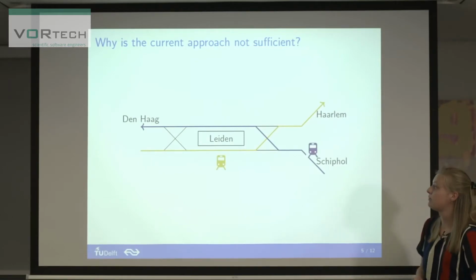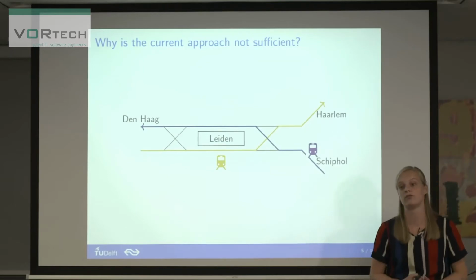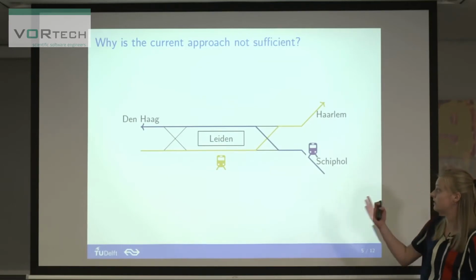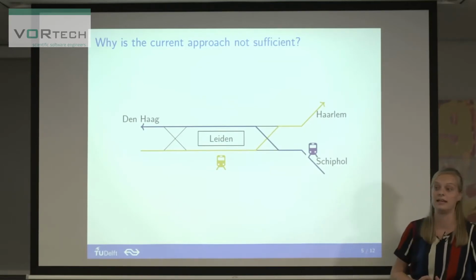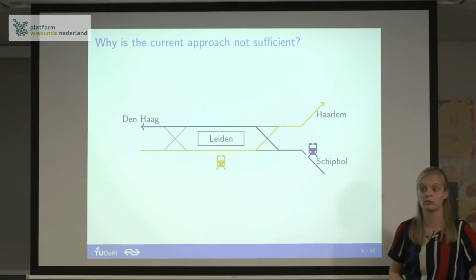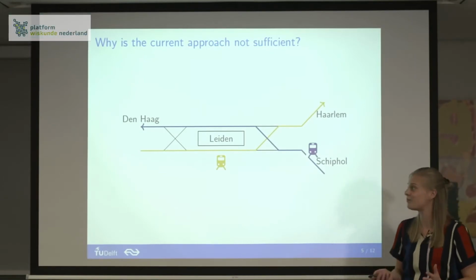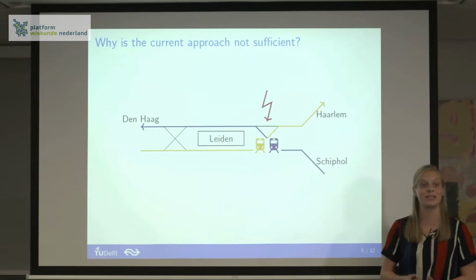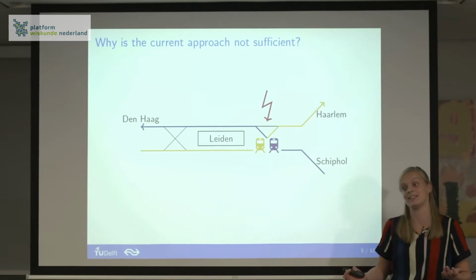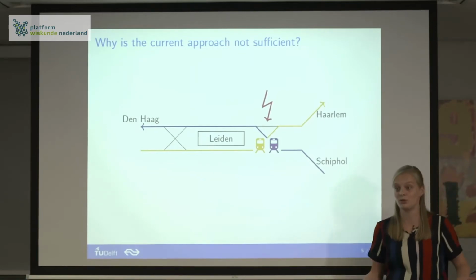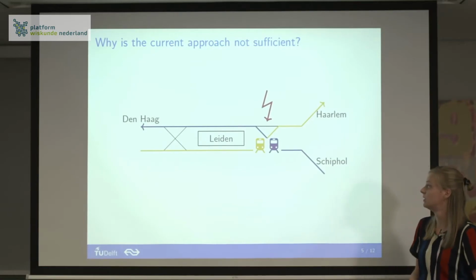So if we have this starting point for creating a timetable, so the yellow train is at the bottom track in Leiden, and the blue train is coming from Schiphol, then we see that we have a problem, because these trains will be at the crossing in Leiden at exactly the same time. So it's not possible to create a timetable.